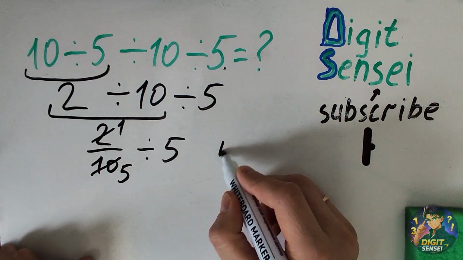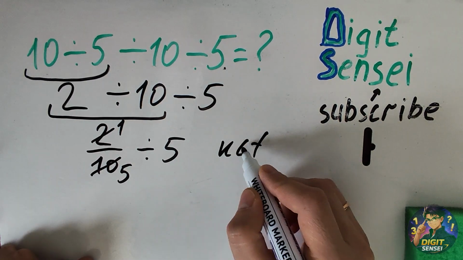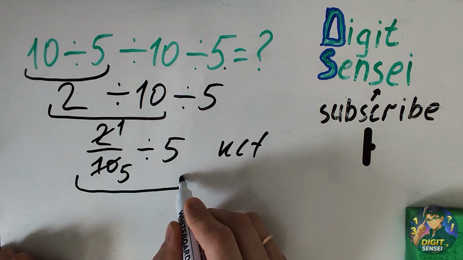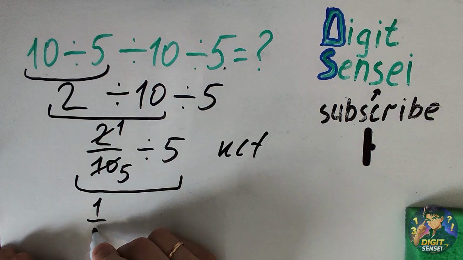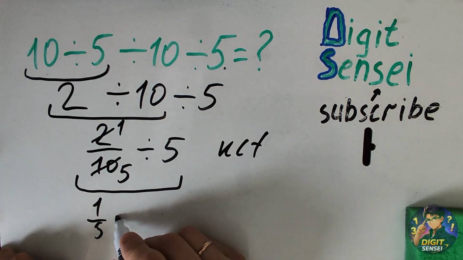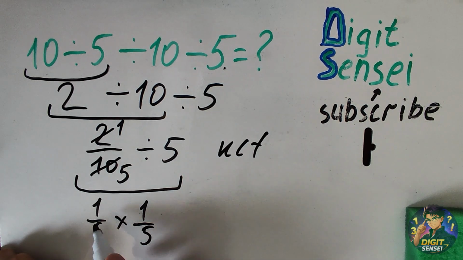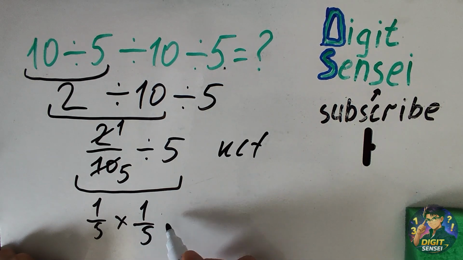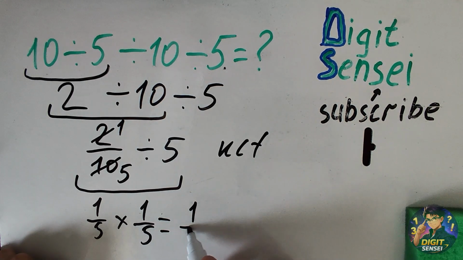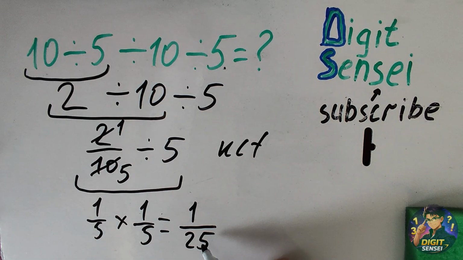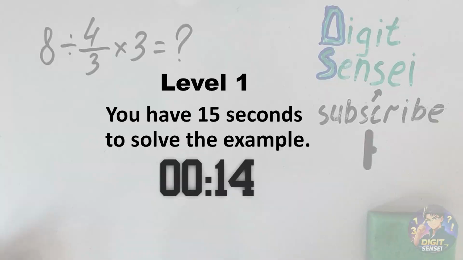According to the KCF rule, K stands for keep, C stands for change, and F stands for flip. We can write keep the first fraction, change division to multiplication, and flip the second fraction. So we have 1 over 5 times 1 over 5, which equals 1 times 1 gives us 1. So 1 over 5 times 5 equals 25. So 1 over 25. And this is our final answer to this problem.